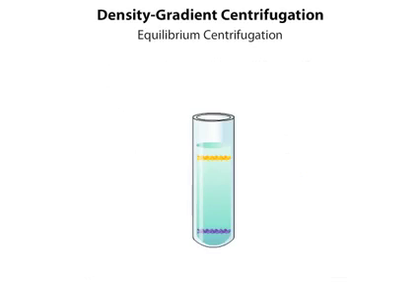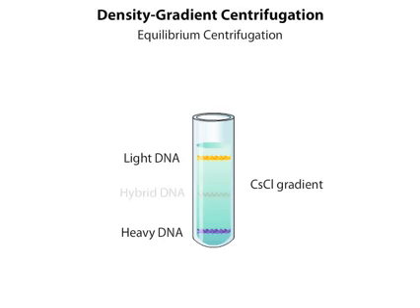A classic example is the analysis of DNA replication by separating DNA molecules containing heavy and light isotopes of nitrogen, using equilibrium centrifugation in cesium chloride gradients. The light and heavy DNA come to equilibrium at different locations along the tube. A hybrid DNA with one light and one heavy strand bands in the middle.